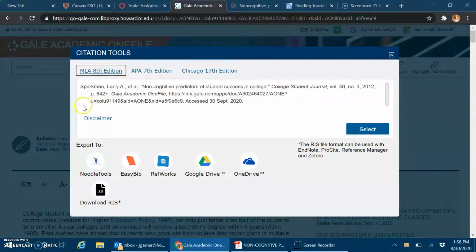Note when I talked about the article in MLA, I said et al. MLA style says if you have 3 or more authors, then you could use this abbreviation, et al. It's Latin for meaning and others. Okay, so that just makes it shorter than writing everybody's name out. Even in your paper, you can put Sparkman et al. said that. You don't need to put all their names.